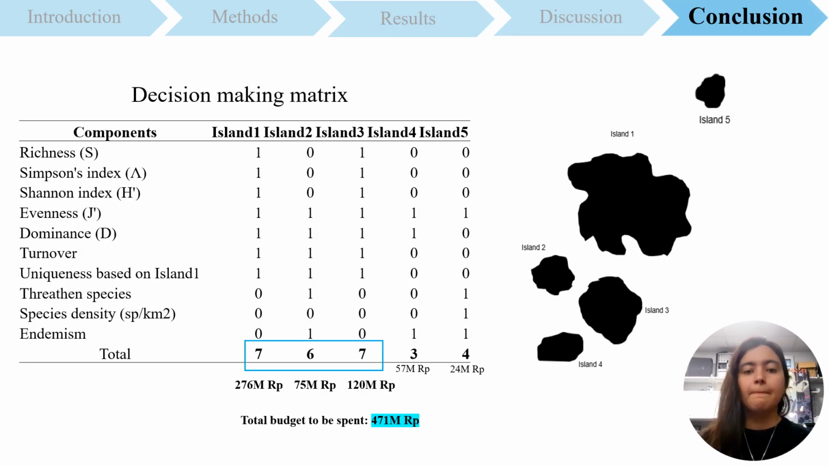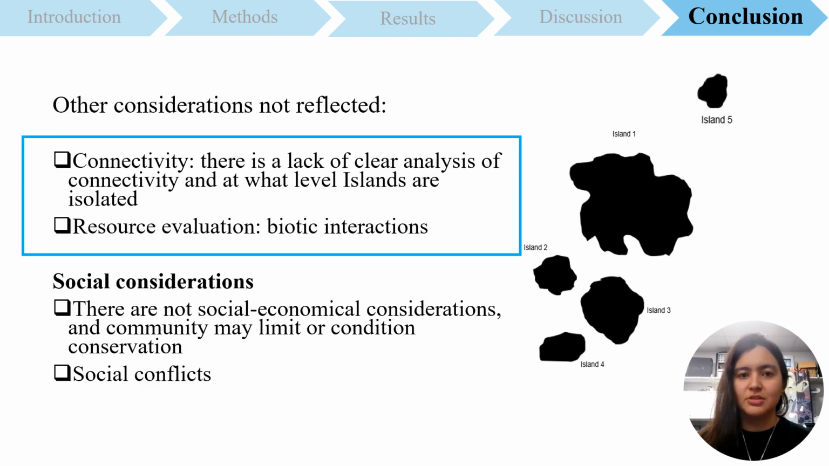Based on the diversity estimations, the implemented matrix shows that island 1, 3, and 2 have the highest potential to be conserved and protected. Therefore, with the available budget, island 1, 2, and 3 are going to be conserved, because they are not only maintaining diversity, but also enhancing connectivity for future conservation strategies and implementations.